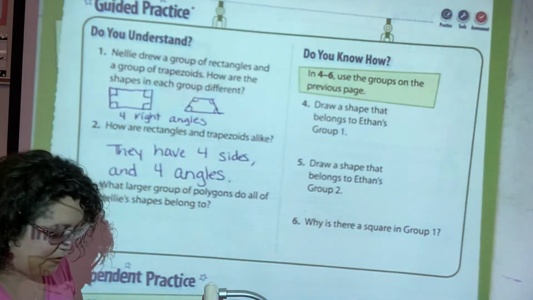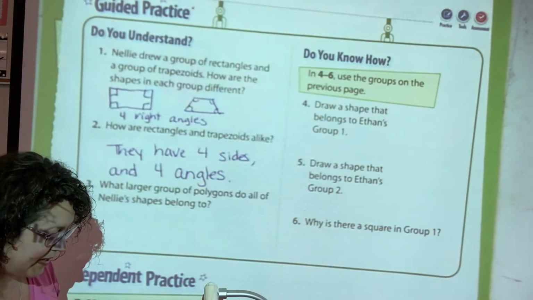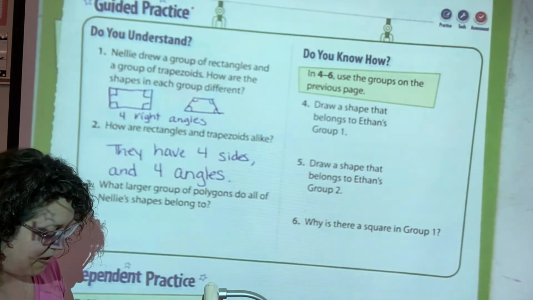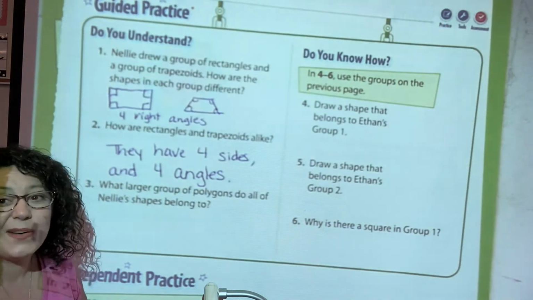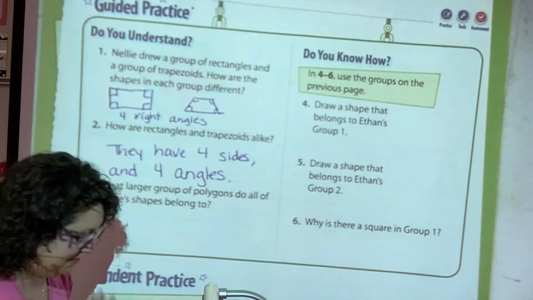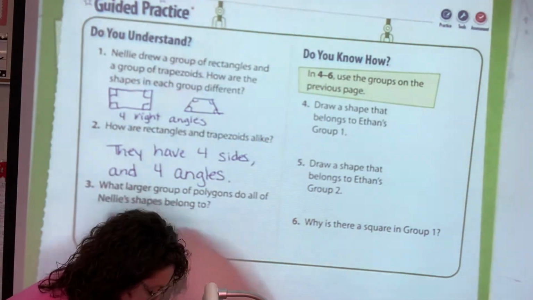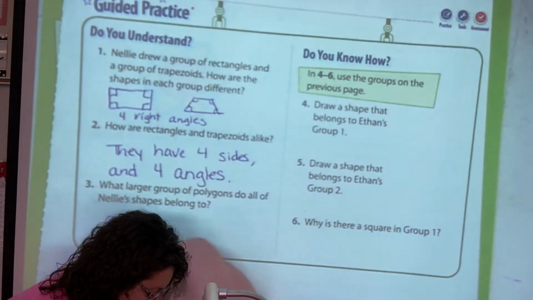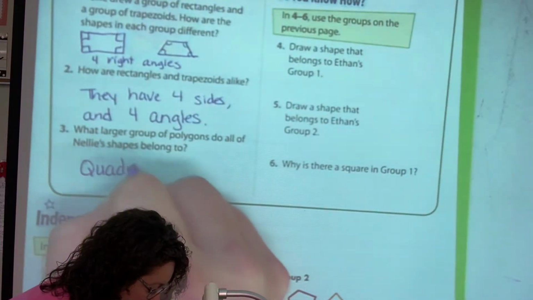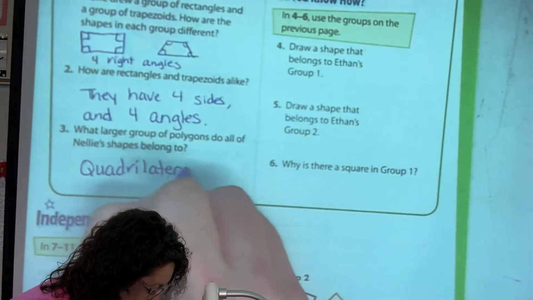All right, number 3. What larger group of polygons do all of Nellie's shapes belong to? We should know that too. They are all quadrilaterals.